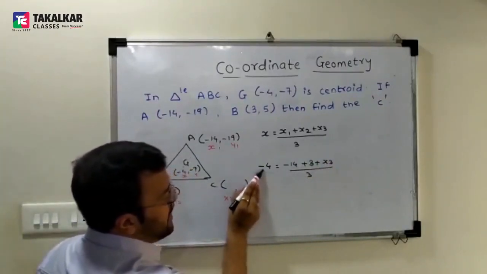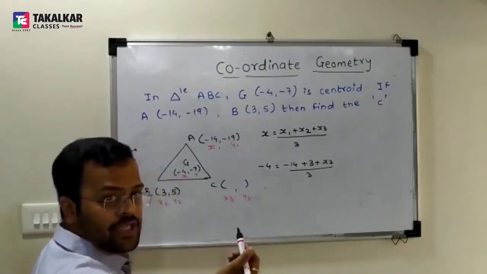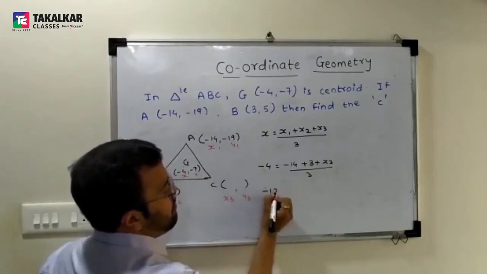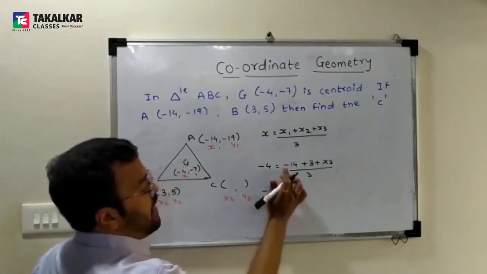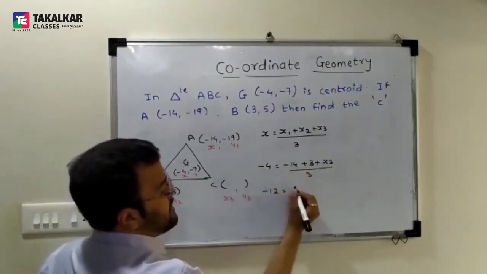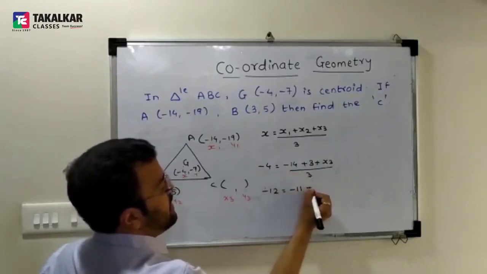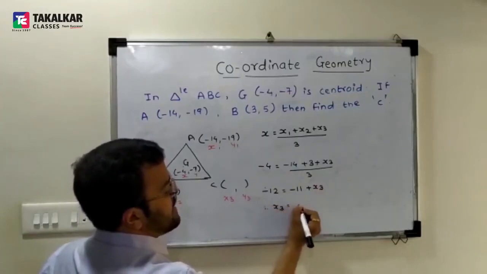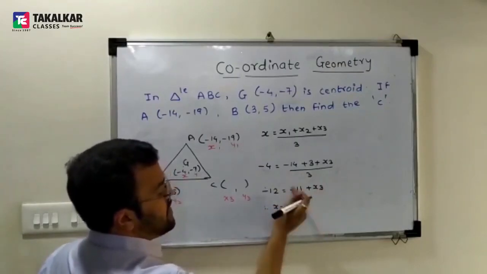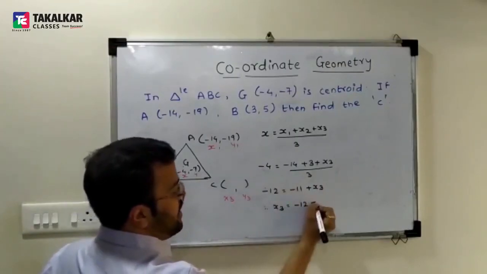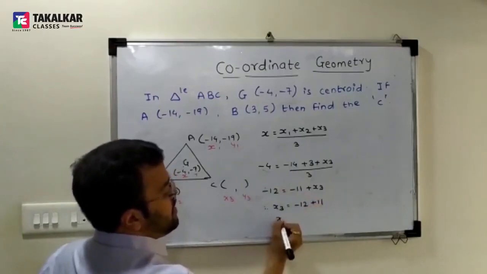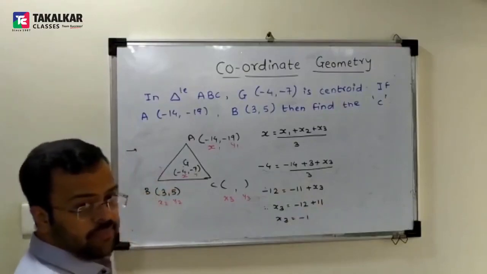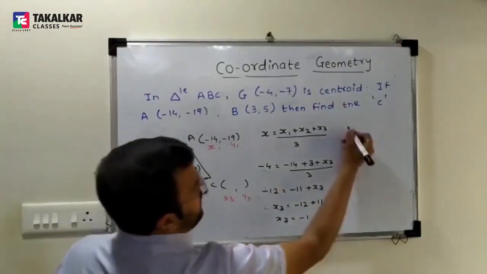Now, this is upon 3. When we shift this 3 here, it will go into multiplication. So minus 4 into 3 will give you minus 12. Now, minus 14 plus 3 will give you minus 11 plus x3. Therefore, x3 as it is, minus 12 as it is, I will shift this minus 11 here, so it will be plus 11. So x3 is equal to minus 1. Easy. Similarly, we will calculate y.